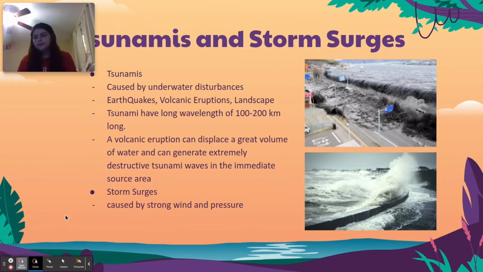I also forgot to mention that when two plates begin to slip at a break, it can cause an earthquake and a tsunami wave to start. So, moving on to the next slide.